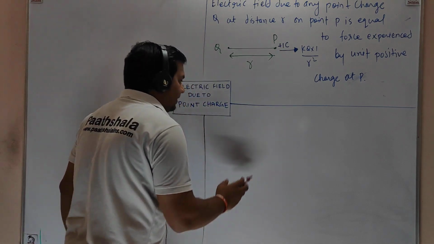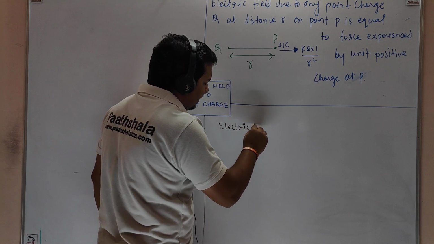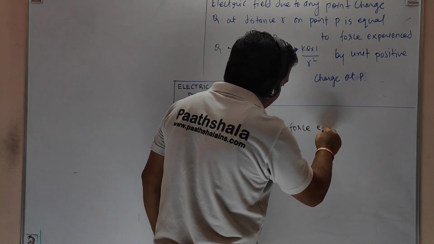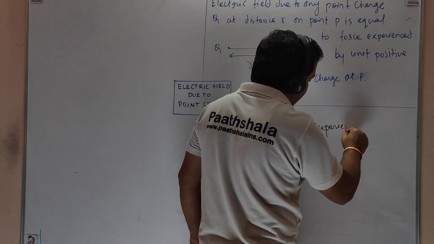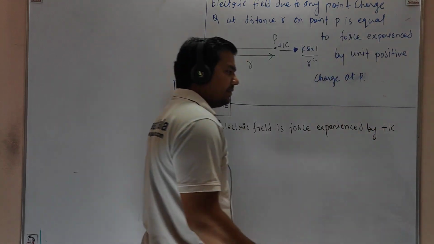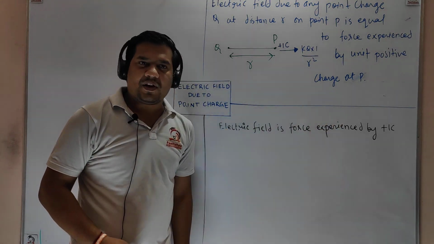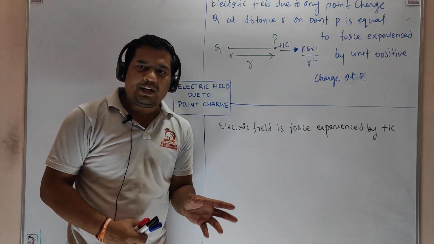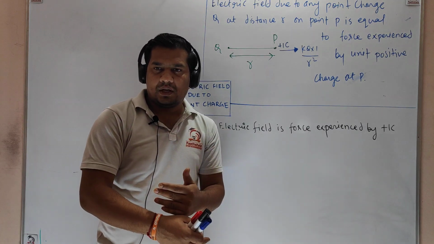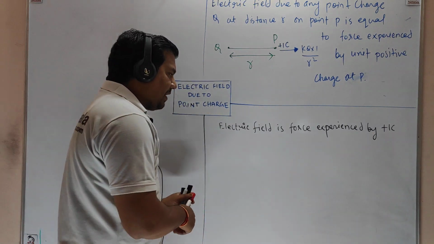So in your words, electric field is the force experienced by +1 coulomb. If you want to find electric field at a particular point, put there +1 coulomb. The force on +1 coulomb will be the electric field. Agree? It's a vector quantity.